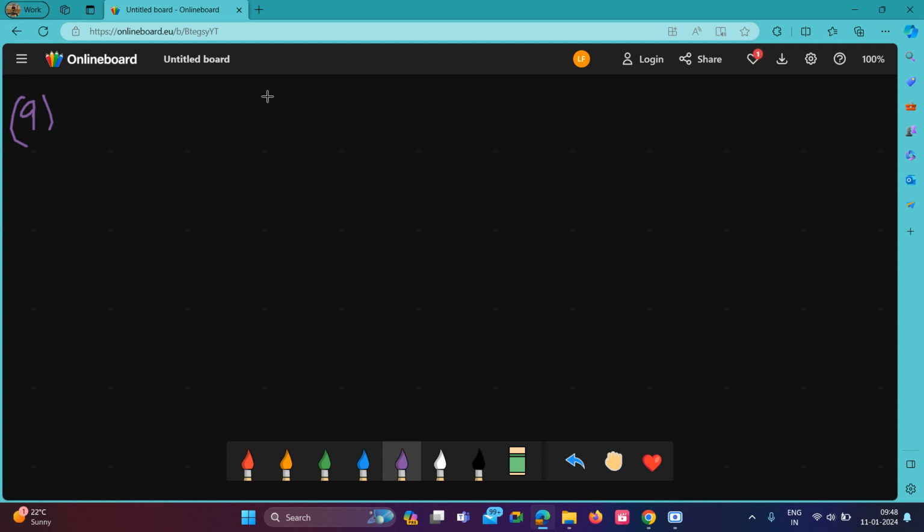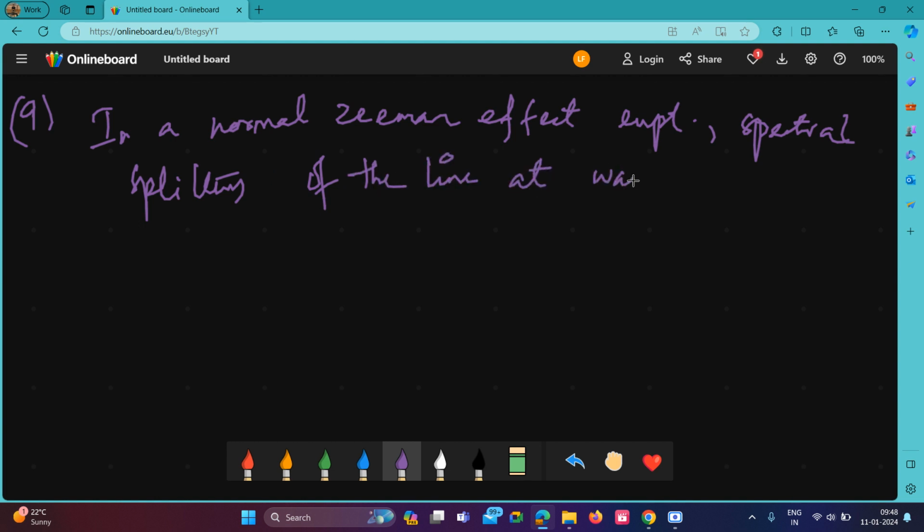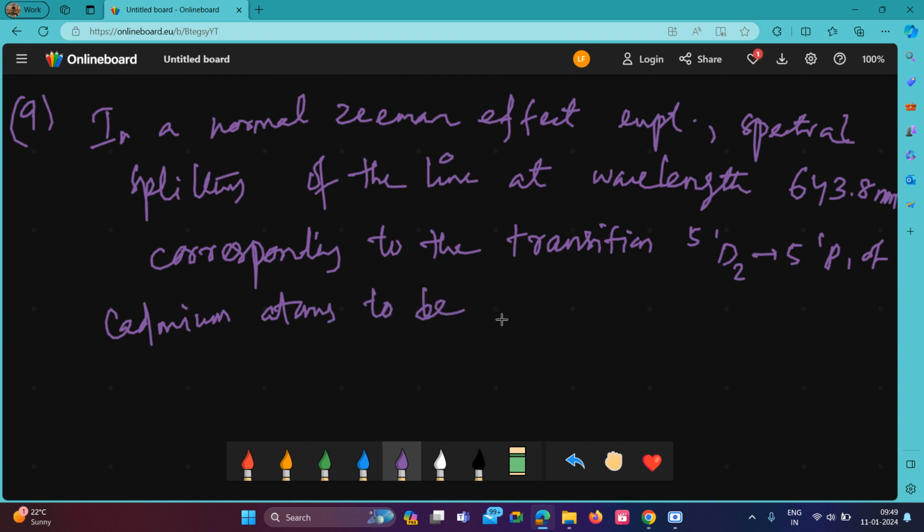Question number 9. In a normal Zeeman effect experiment, spectral splitting of the line at wavelength 643.8 nanometer, corresponding to the transition 5.1 of cadmium atoms, is to be observed.